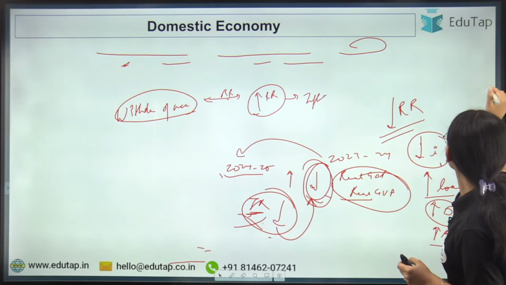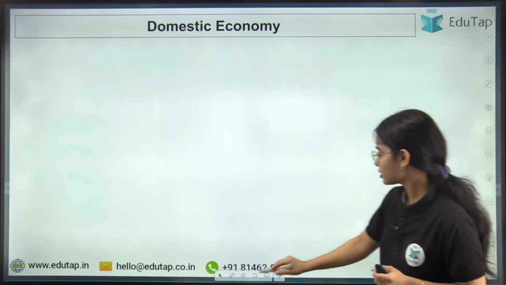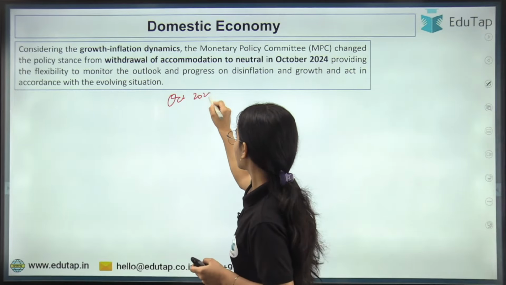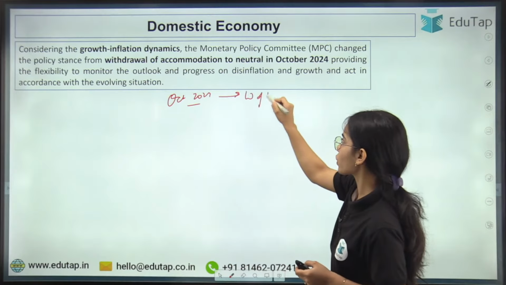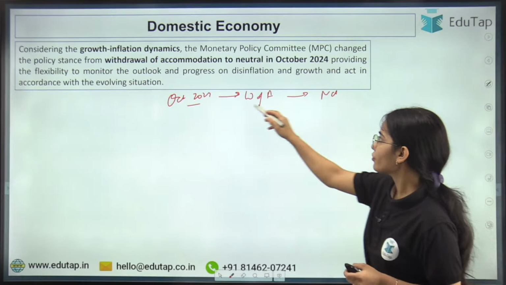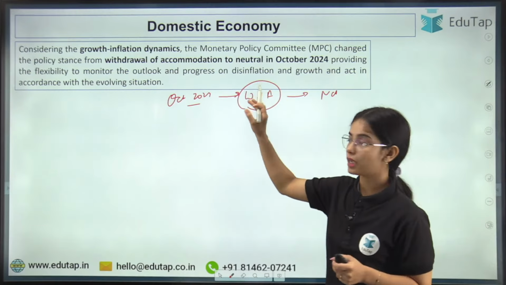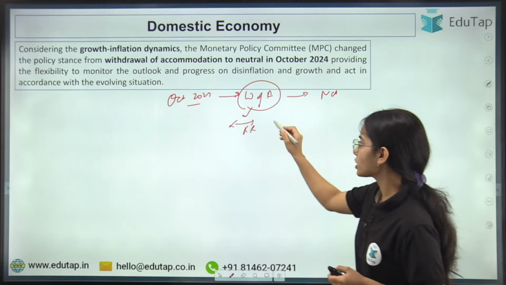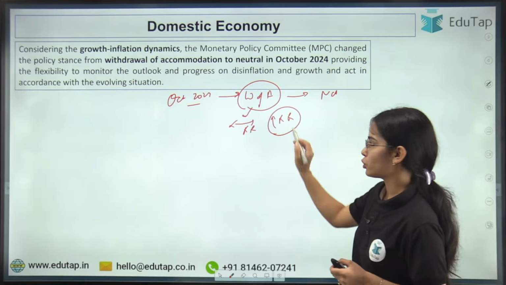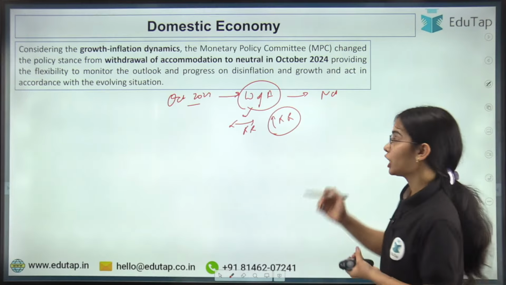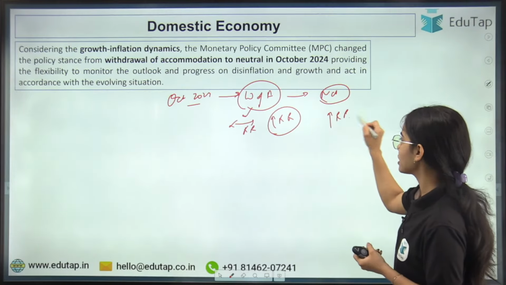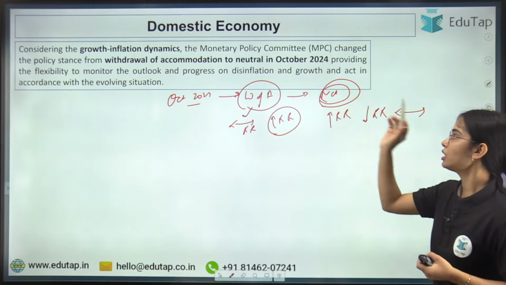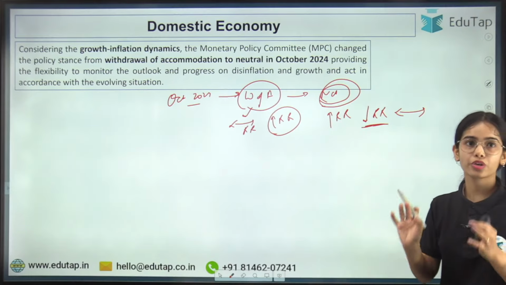So this was the point that in October 2024, it was decided that we are going to shift from withdrawal of accommodation to neutral. See, in withdrawal of accommodation, what happens is that either the repo rate is going to be kept constant or the repo rate can increase in the future for decreasing the inflation. Neutral means that repo rate can increase, repo rate can decrease, repo rate can be kept constant. So in the neutral monetary policy, the repo rate can be decreased.